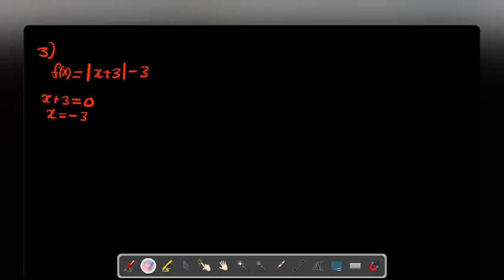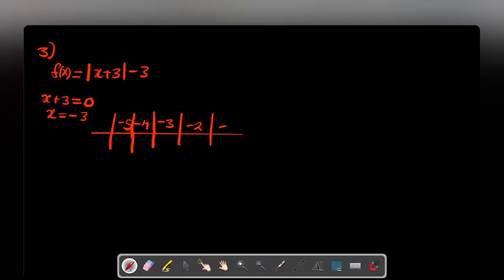So starting from our vertex, which is -3, moving backward by 2 units, we get -4 and what? -5. Then again from -3 we move forward by 2 units. So we have -2 and -1. These are the values of x that we use so that we get the values of y.